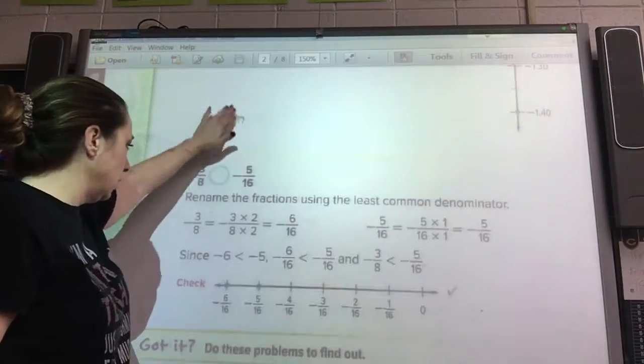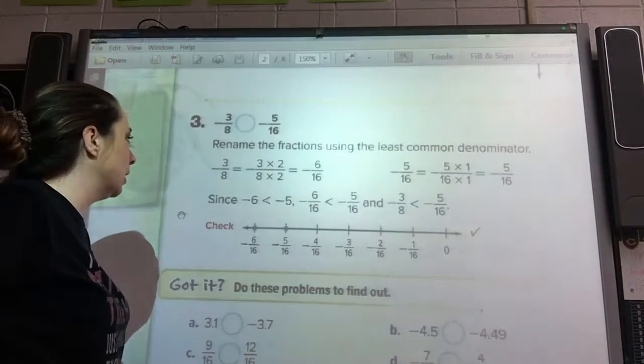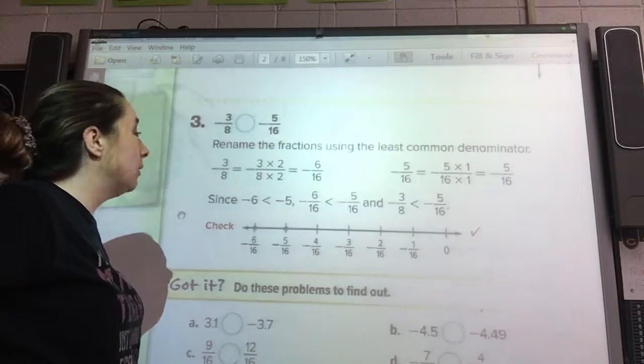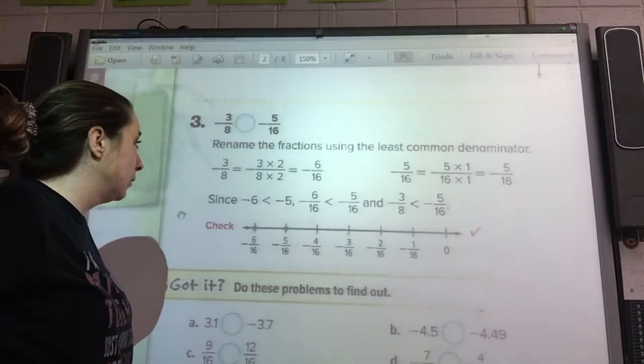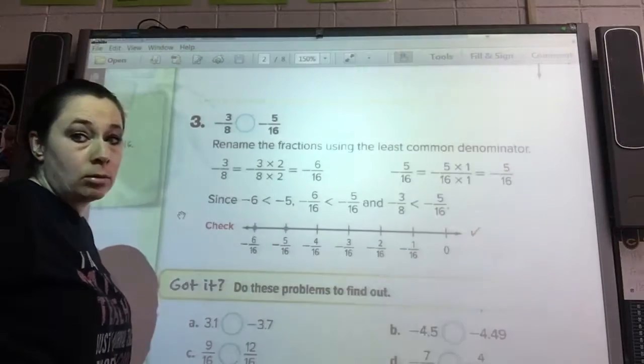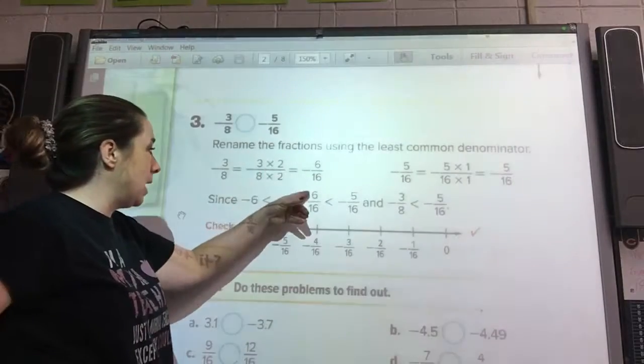Okay, let's go up. Now they're going to be stinkers. Now they want to give us fractions. That's not very nice. All right, so they give us two negative fractions. Now, two ways you can figure this out. You could either turn them into decimals and compare them that way, or find a common denominator.